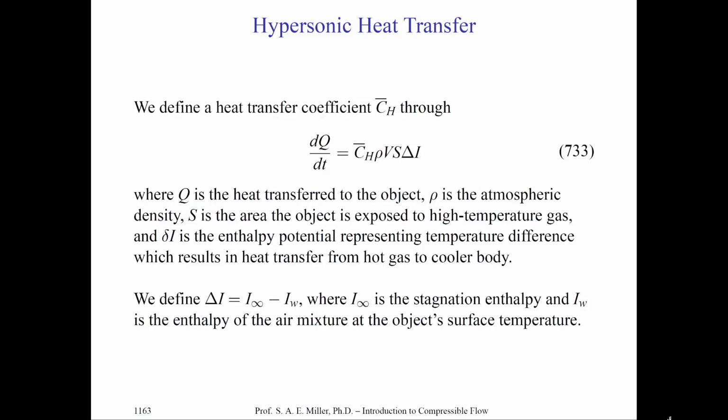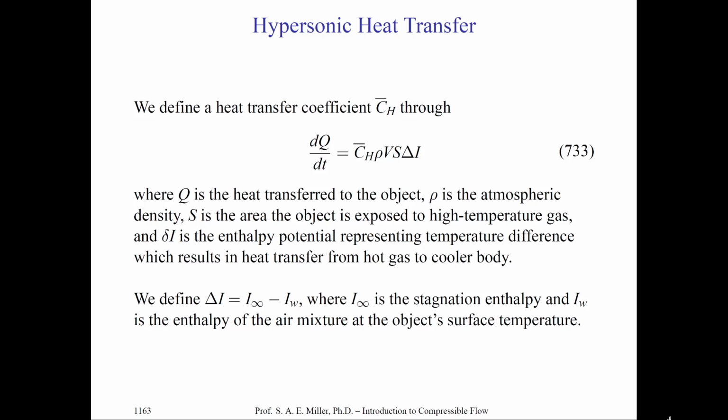And we can also define a heat transfer coefficient, C-bar sub H. Here, we'll say Q is the heat transfer to the object, rho is the atmospheric density, S is the area of the object exposed to high temperature gas, and delta I is the enthalpy potential regarding the temperature difference, resulting in heat transfer from hot gas to the cooler aerodynamic body. So here we might say the rate of change of the heat transferred, Q, goes as the heat transfer coefficient times density times V times S times delta I, which we've just defined as parameters. So we have two major equations now.